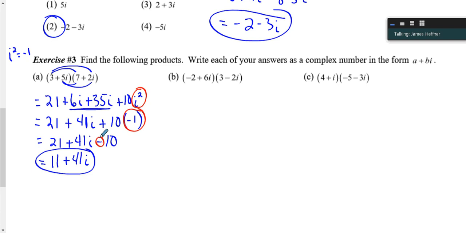You guys think you can handle one like that? Do part B. All right, for those that didn't, let's run through this. Let's distribute through twice.